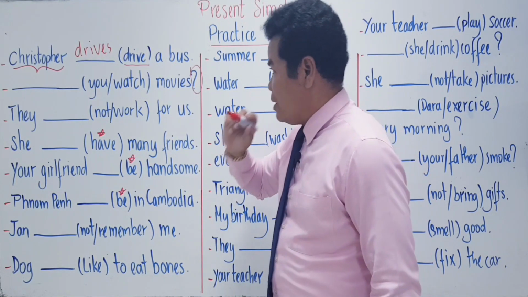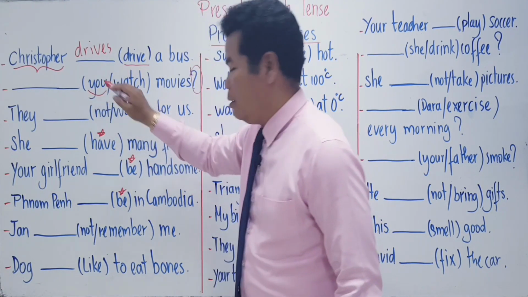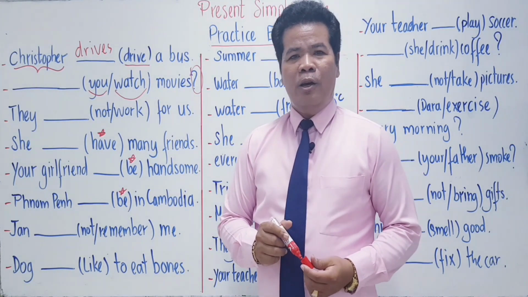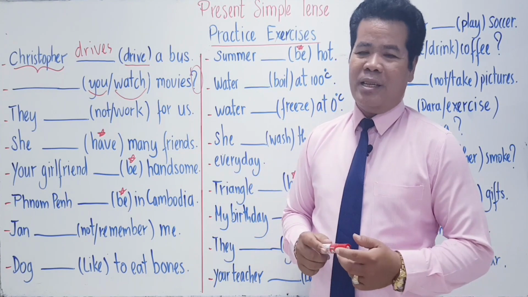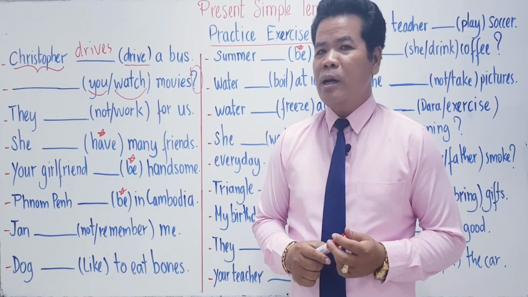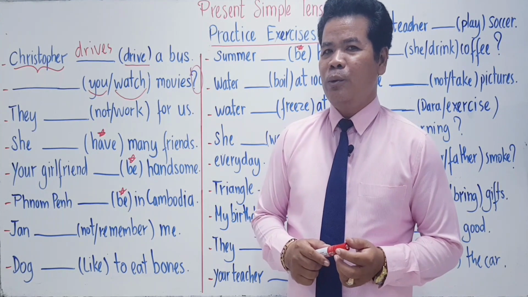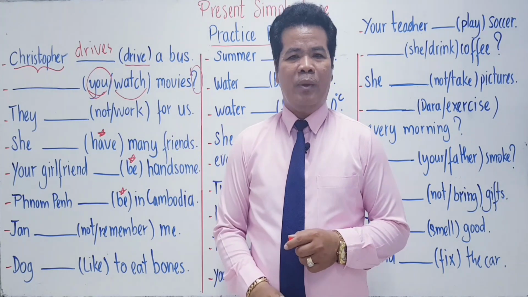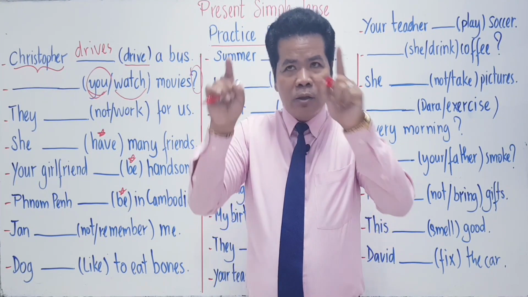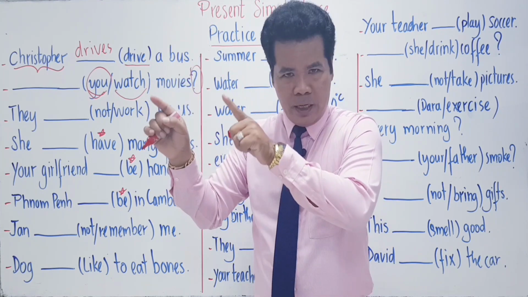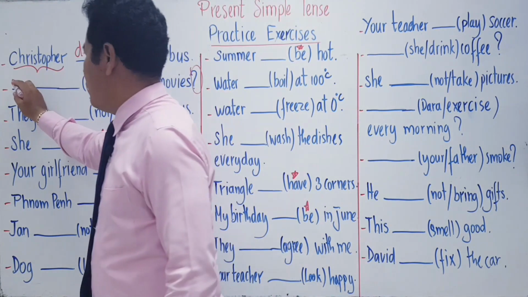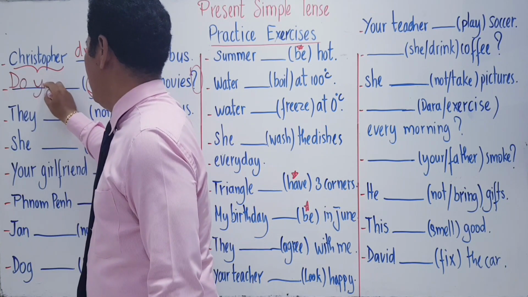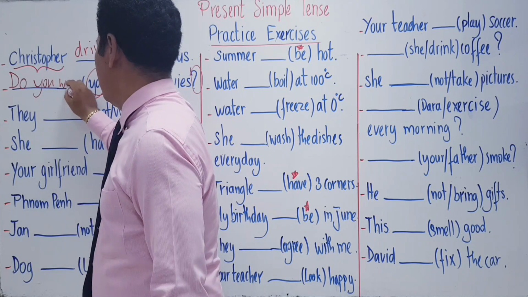Now look at this one. Can you see the subject? You. And the verb is watch. So what are you going to do with this sentence? Do you want to use does or do? Look at the subject. You. When you see the subject you, do is automatically used. So what do you say? Do you watch?